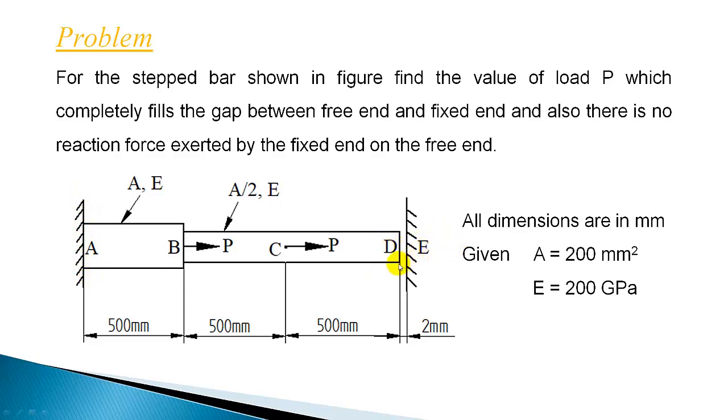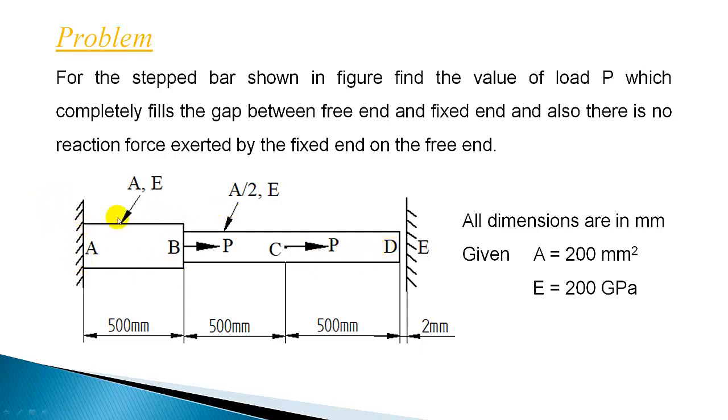There is a gap here which is 2 mm. Forces are acting at B and C. So this section is uniform in cross section with the area A by 2 and Young's modulus E. But here there is a force acting at C. Since this force is acting, this particular section has to be considered in two sections, since the internal forces will differ in the portions BC and CD.